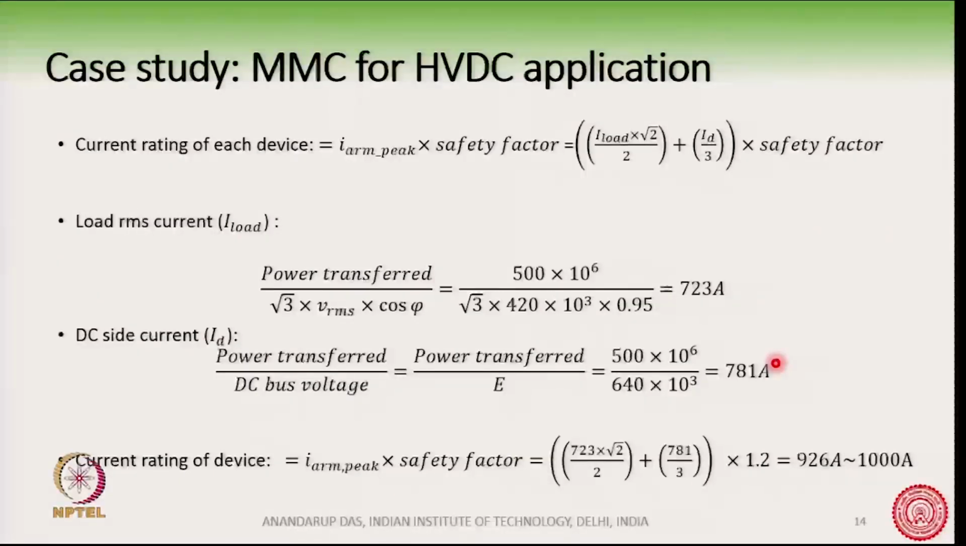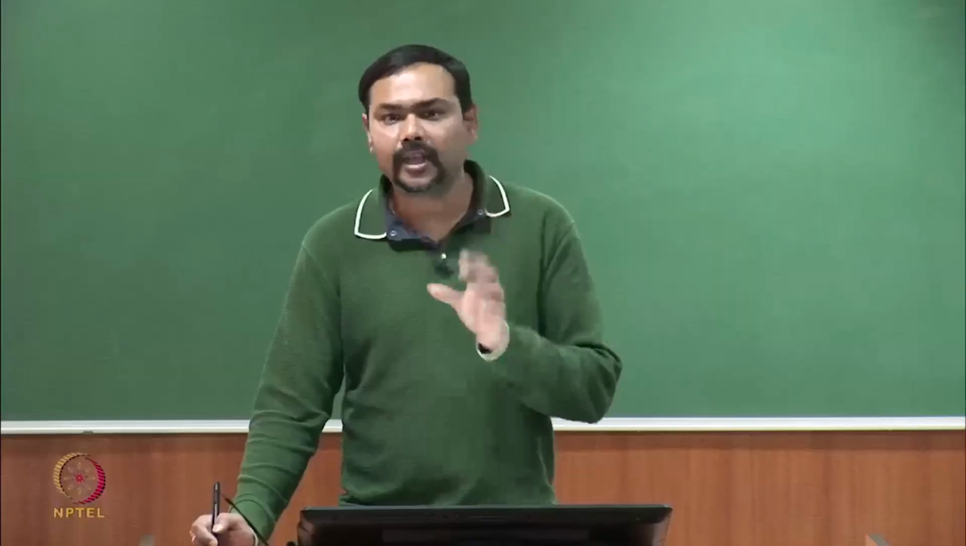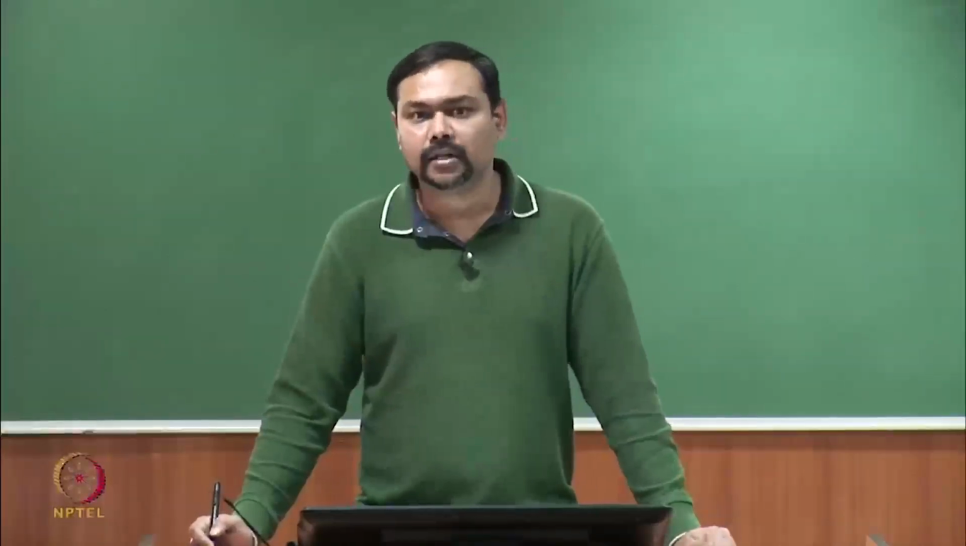Therefore, for the current rating of the device, if you take a safety factor of 1.2, you get a current rating of 926 ampere peak. So, you may choose a device of about 1000 ampere IC rating for the IGBT. Again, we have to be careful about the I square T rating of that device during that 10 microsecond period, and that must be kept in mind.